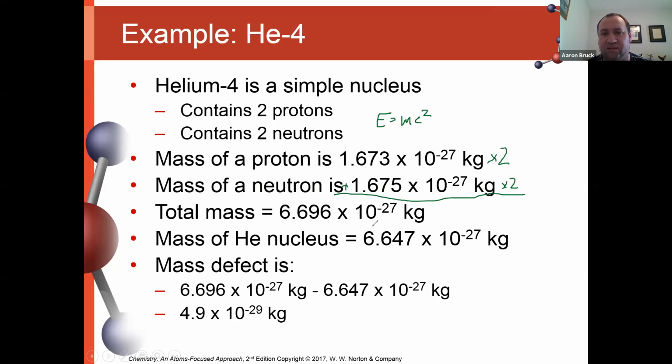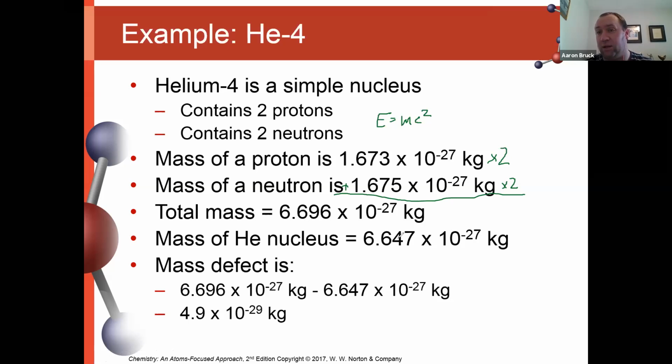to get this mass here. And then I estimated the mass of the helium nucleus from the periodic table. Again, that's not completely accurate. It's probably a little bit lower than this, but nonetheless, it's pretty close. And the process is really what's important there. So do you have any questions about mass defect?